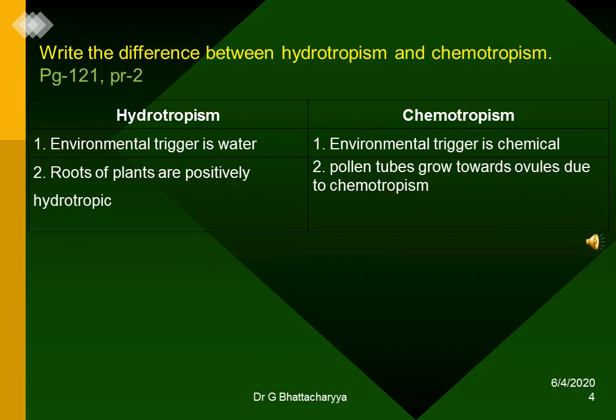To write this answer, make 2 columns, one hydrotropism, another chemotropism. First point, environmental trigger is water, hydrotropism. First point, environmental trigger is chemical, chemotropism. Number 2, hydrotropism, roots of plants are positively hydrotropic. Second point, pollen tubes grow towards ovules due to chemotropism.